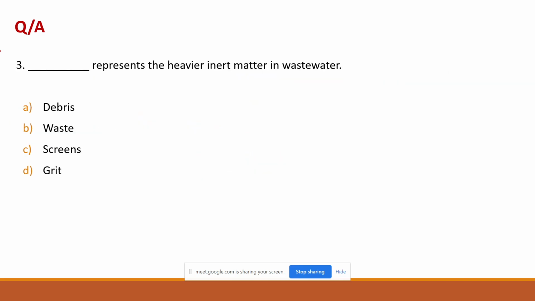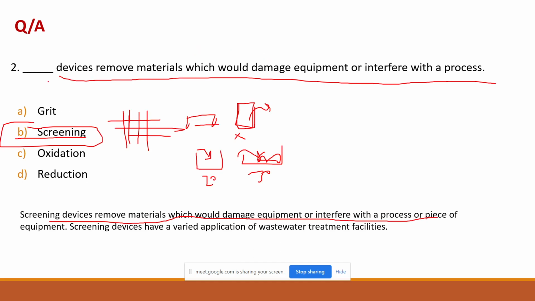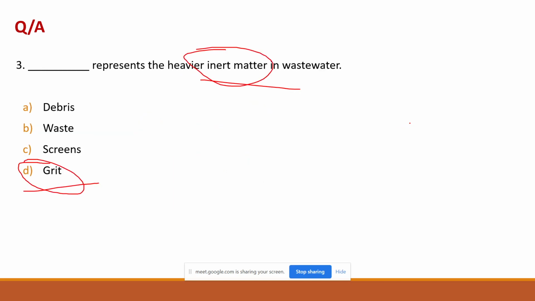And when we talk about inert matter, it is grit. This is also removed during preliminary or primary treatment, but inert material is grit and the large floating materials are removed through screening. So first screening will take place. After the big materials are removed, after that the grit removal will take place. Okay.